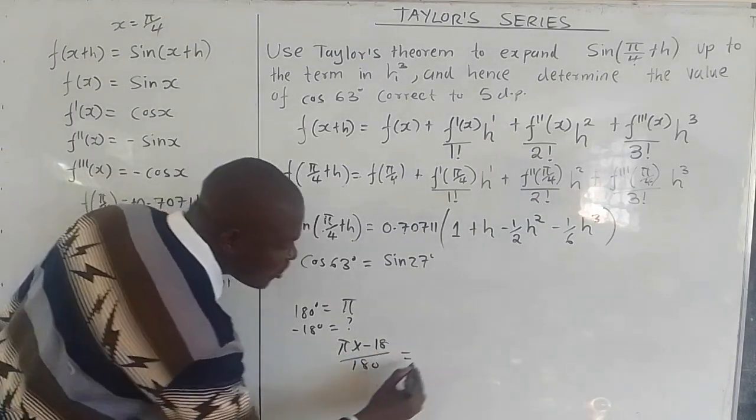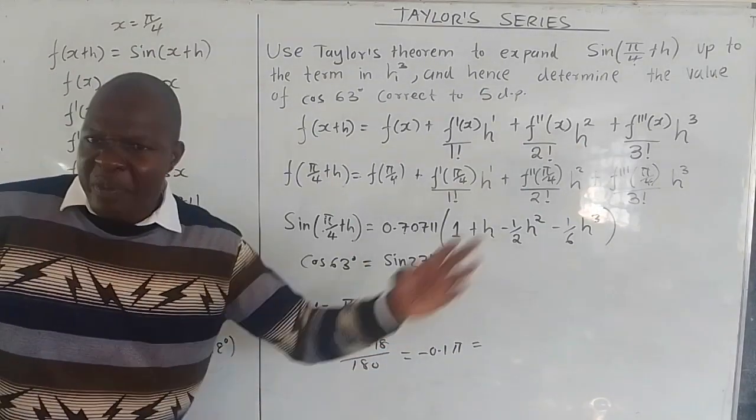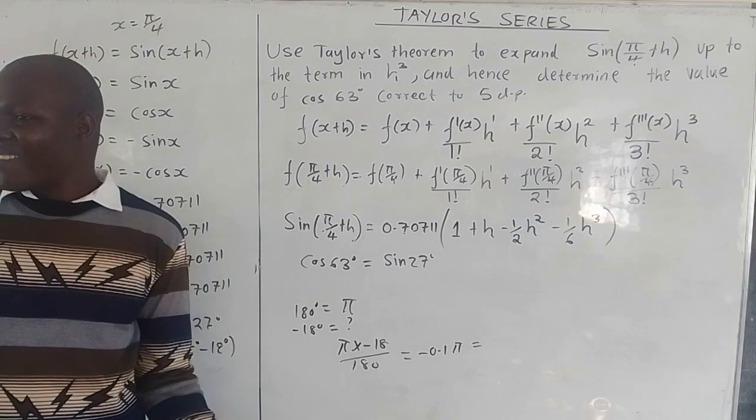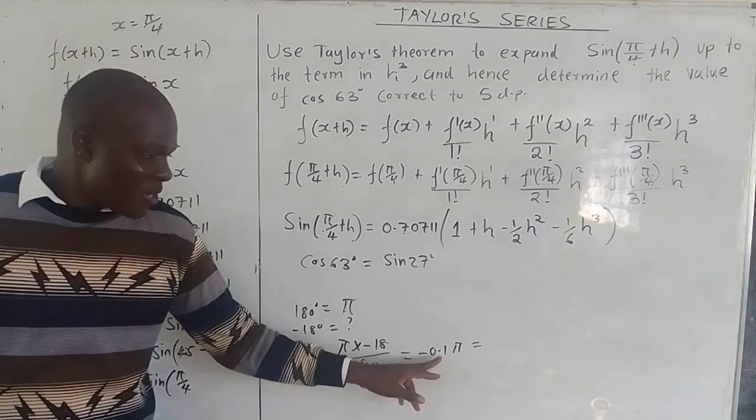18 goes with 18, so you get negative 0.1 pi, which is what? Because pi is 3.14 something. Well, that's the value of pi. So what do you have? Negative 0.1 times pi.